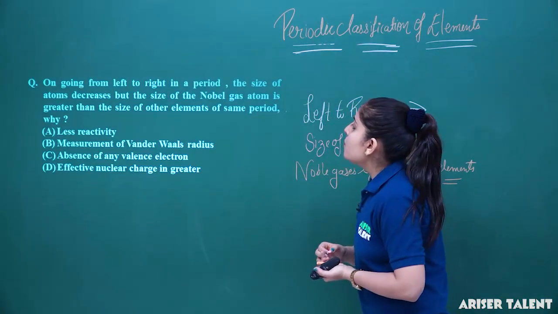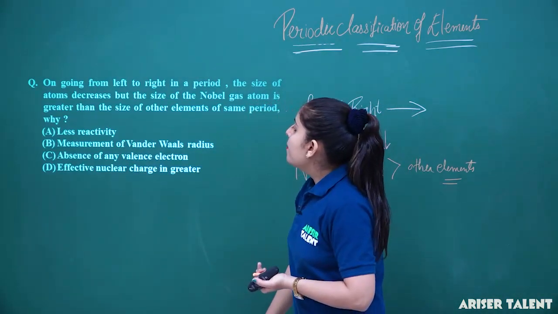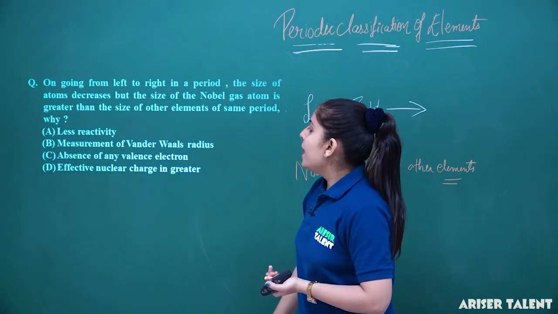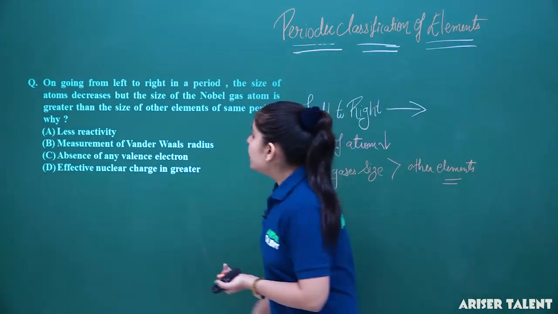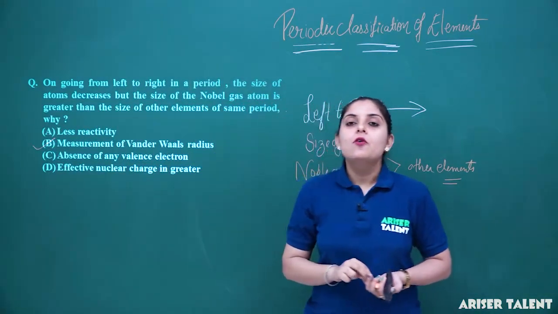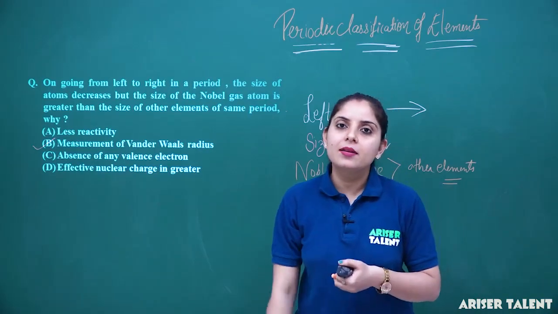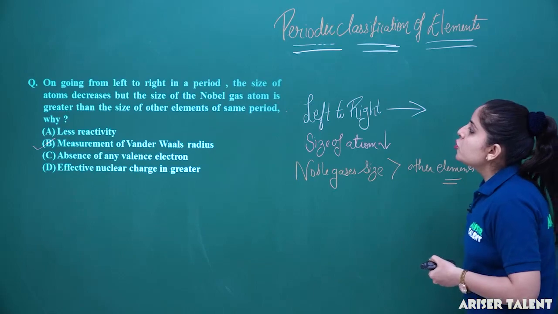So, among these options, the correct answer will be the measurement of van der Waals radius, rather than less reactivity, absence of any valence electron or the effective nuclear charge. The measurement of the van der Waals radius will be the great explanation for the larger size of the noble gases. Now, move to the next question.